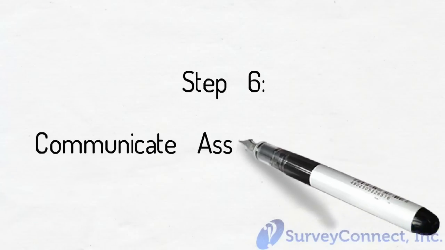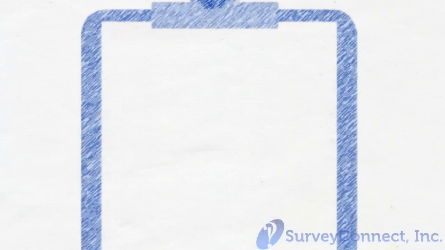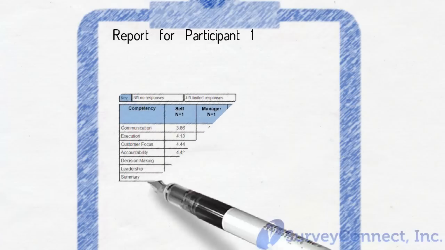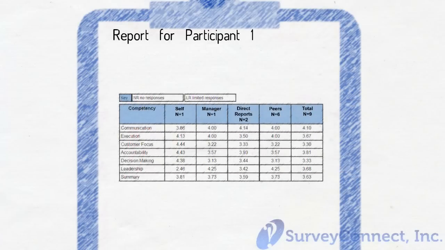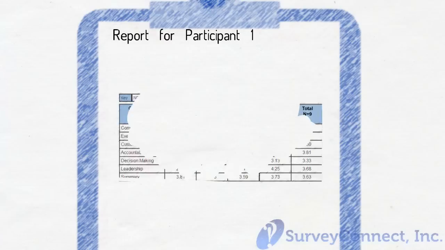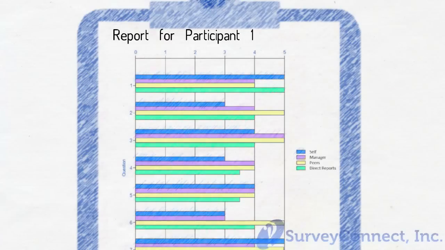Step 6. Communicate assessment results. The 360-degree assessment report serves as a starting point in creating a participant's action plan. Whether the participant, manager, or coach debriefs the report, it is important to include a balanced approach, focusing both on the strengths as well as areas for improvement.